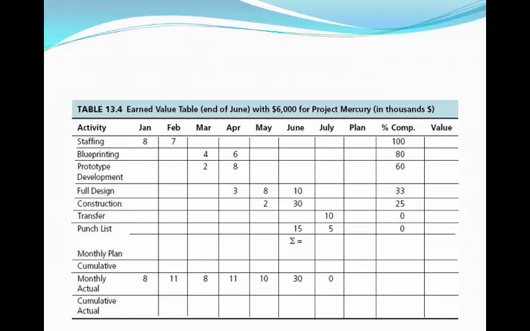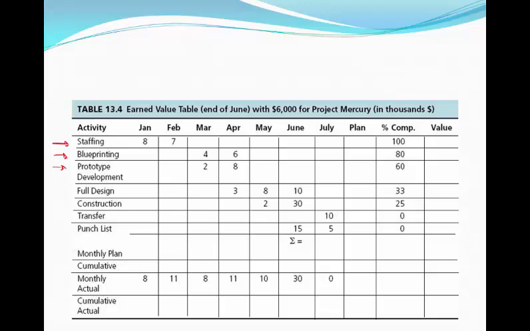So this is an example of a project, and we're going to calculate the earned value for this project. Based on the steps that I've mentioned in the previous slide, the first step is to define your activities. So we have staffing, blueprint, prototype development, and so on. Second step was to create a schedule of when these activities will be happening.